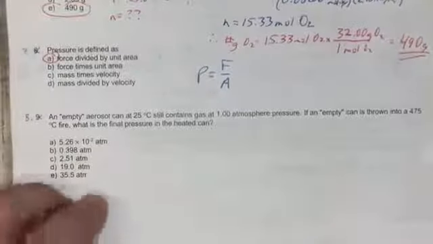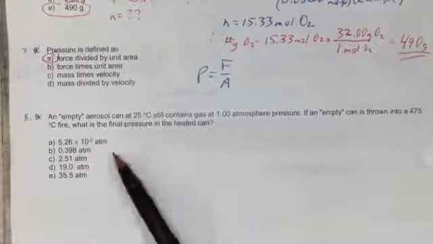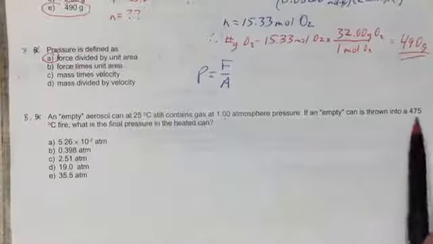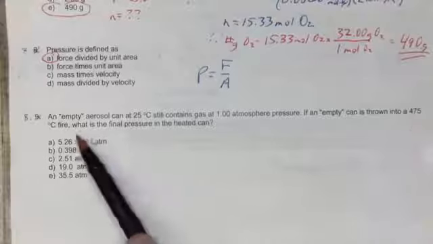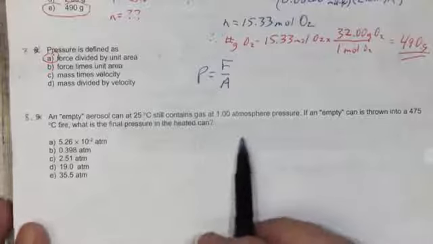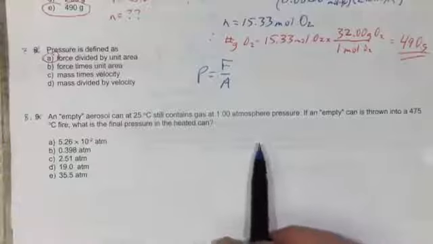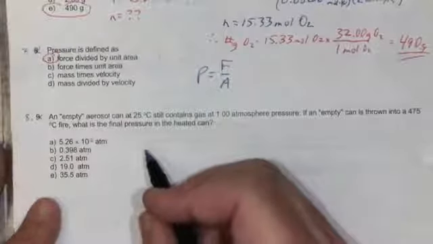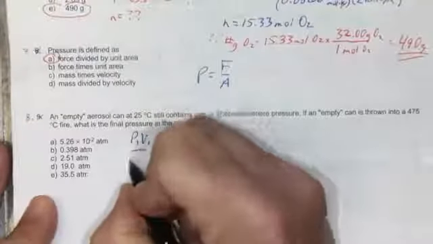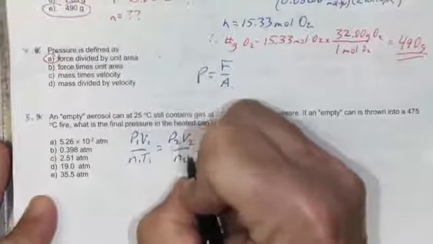Okay. Number 8. Here's an empty aerosol can. It says I've got the temperature, I've got the pressure. If the empty can is thrown into a fire at 475 degrees C, what is the final pressure in the heated can? Notice we're taking a gas under one set of conditions and we're changing the conditions. Which equation do we use if you take a gas under one set of conditions and change the conditions? We use the combined gas law, which is P1V1 over n1T1 equals P2V2 over n2T2.